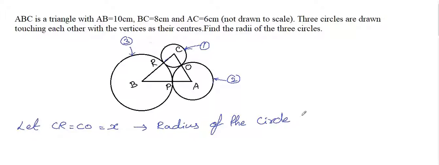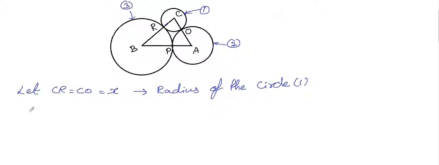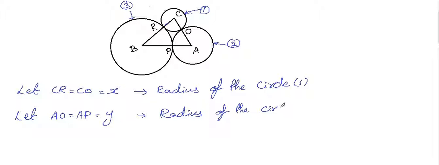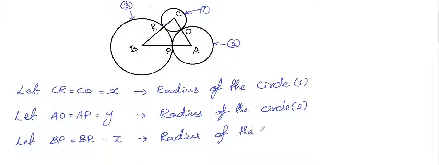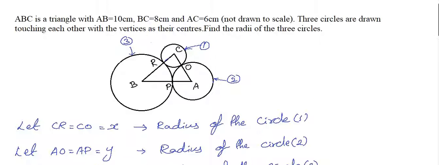Now let's take the small circle which is 1. In that you can see that CR and OC, or CO, are the radius of the circle. So CR is equal to OC, which is equal to X. Let the radius of the small circle be X and let OA or AP be Y. So Y is the radius of circle 2. Now the third circle, the bigger circle, has BR and BP as the radius. So let Z be the radius of circle 3.